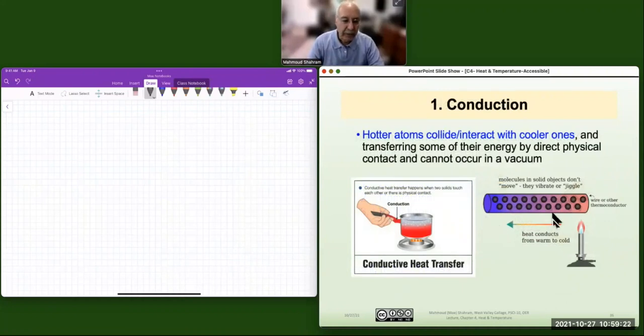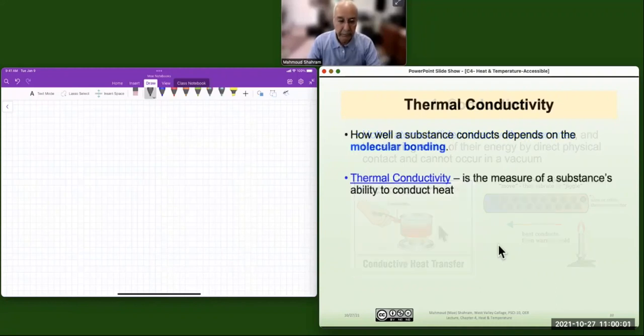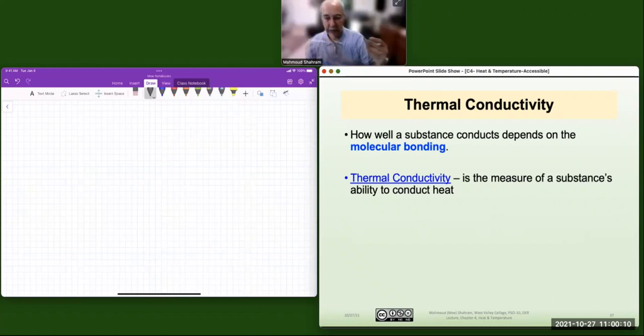Conduction. We have a piece of metal, for example, and we heat one side. We know that these atoms and molecules, they already vibrate. When we heat them, they vibrate more. And that vibration transfers the energy to the next, and to the next, and to the next, until it gets all the way to the other end. And that's how the mechanism of conduction works. You need that media, you need that metal for it to conduct the heat.